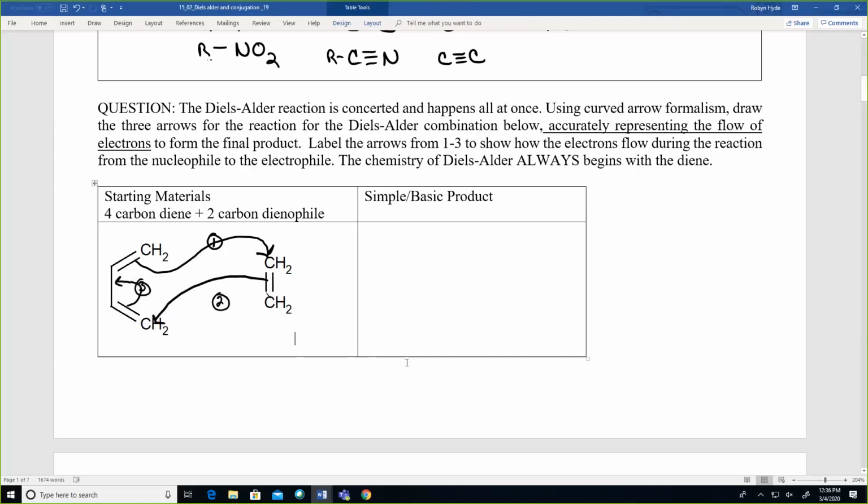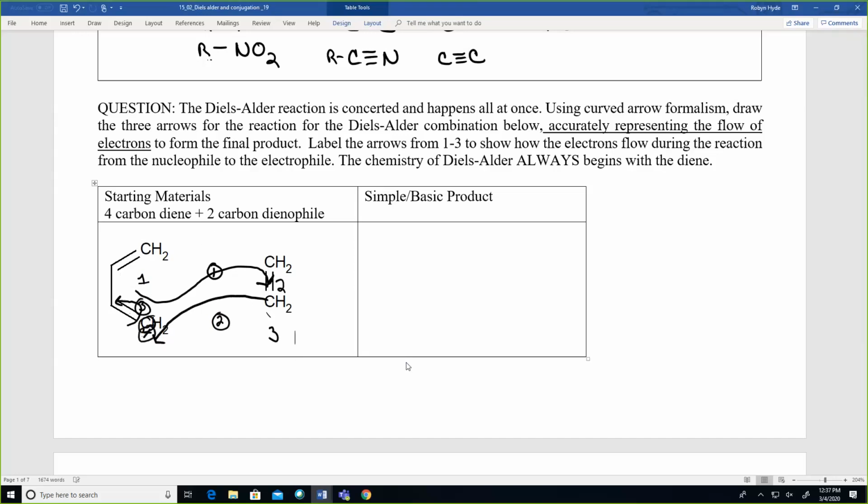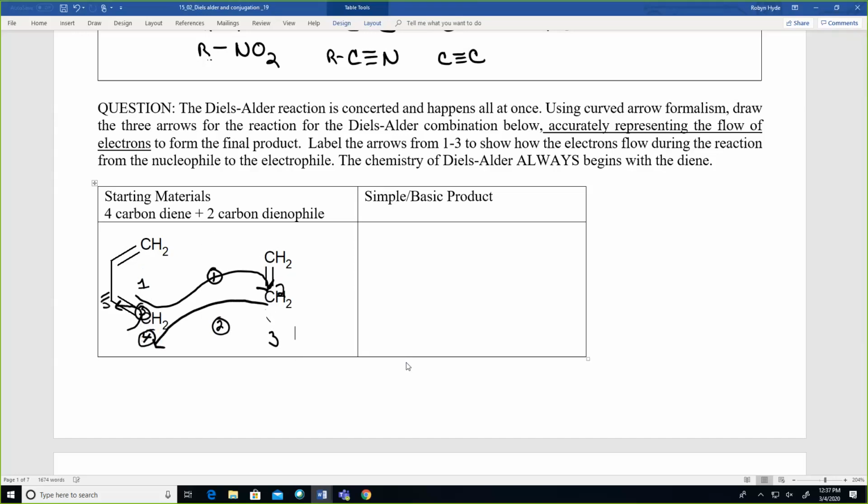Okay. So now to arrive at our simple product, here is another thing that I do to make sure I'm drawing everything right. And Alex, this begins to get at your question. So I number all of my carbons that I did the chemistry with. So I began my arrow here. I labeled this carbon 1, this is carbon 2, this is carbon 3. Over here is carbon 4. Here is carbon 5. And then here is carbon 6.